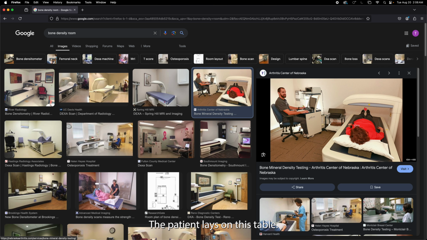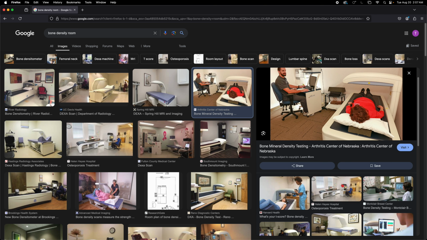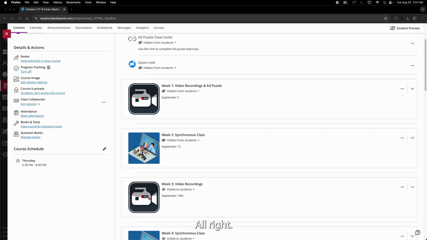You can see it over here. The patient lays on this table. That's the bone density scanner, and that's the technologist sitting over here. Sometimes they put a lead shield to separate them. When I used to do it, I'd put a lead shield separating myself and the patient. Regardless of how low the radiation is, there's no need to add to your cumulative dose. All right. Even though it's at 90 degrees, so the chances of being exposed are much lower. All right.